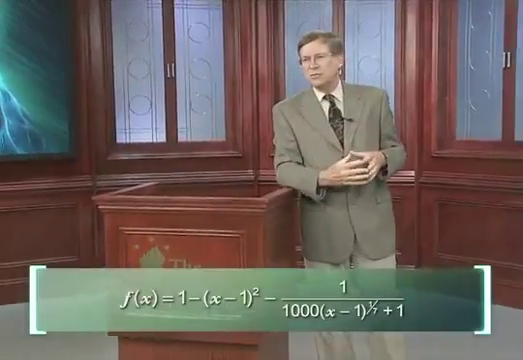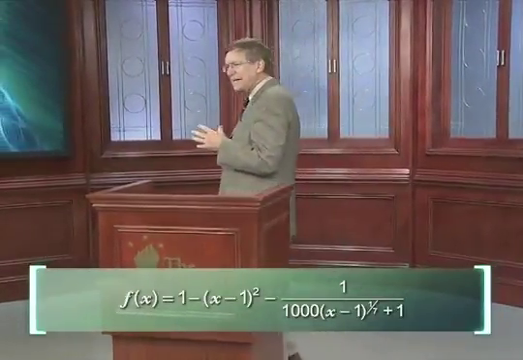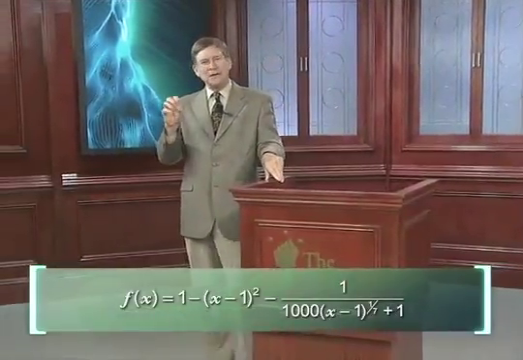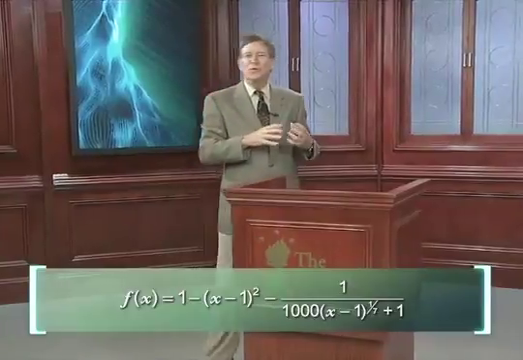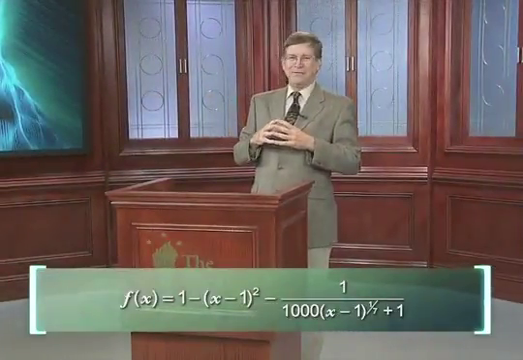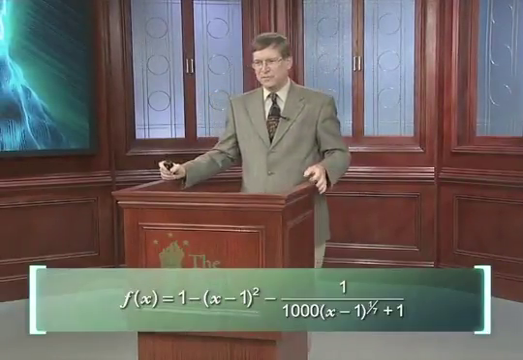I made up a function that's kind of weird looking, but it's a function that fools graphing calculators. So it's kind of neat. Here's the function. It's f of x equals 1 minus the quantity x minus 1 squared minus a giant term, 1 divided by 1,000 times x minus 1 to the 1/7 plus 1. You might ask, how did I ever come up with this function? Well, it took some time. This is a very complicated function.